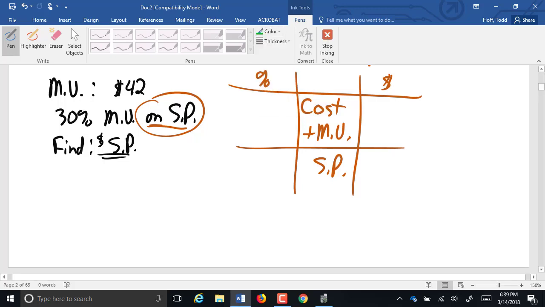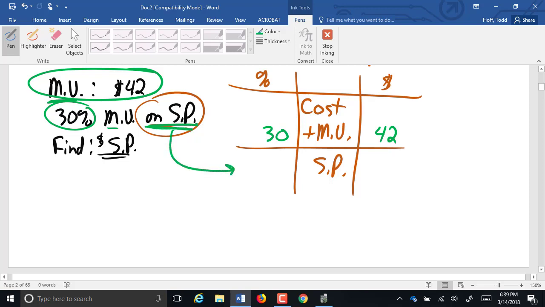Okay, so let's see where we're sitting here. We've got the $42. That is the markup. So it's the dollar side of the markup. 30% is the markup on the percent side. And again, there's always that one piece of information we're given. That's the 100%. This is on selling price. So the 100% goes with the selling price.